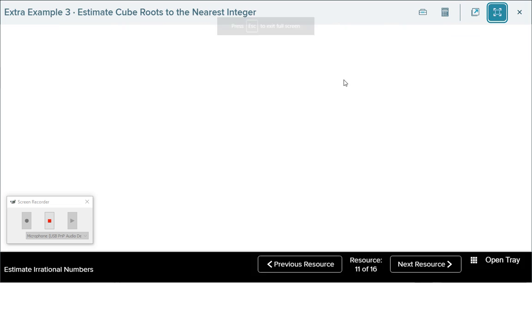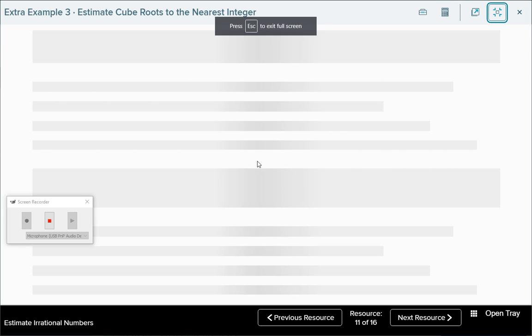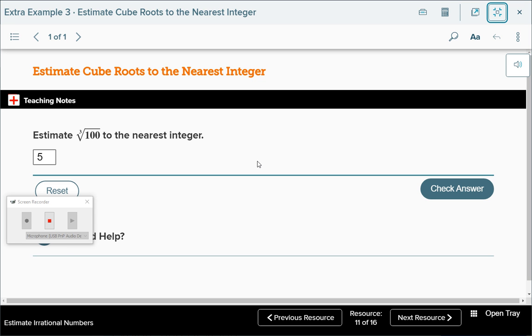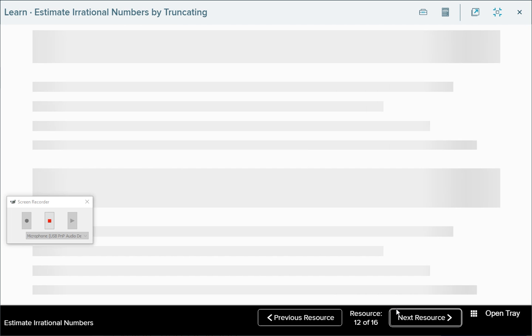Okay, cube root. You guys do this one on your own. Cube root to the nearest integer? Oh, guess I gave it away. Did anybody see that? What is it? 5. Why? What are the closest cubes? 64 and 125. 64 is how far from 100? 36, right? How far from 100 is 125? So which one's it closer to? 5. Okay, good.